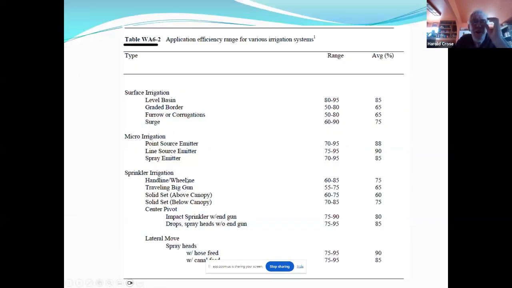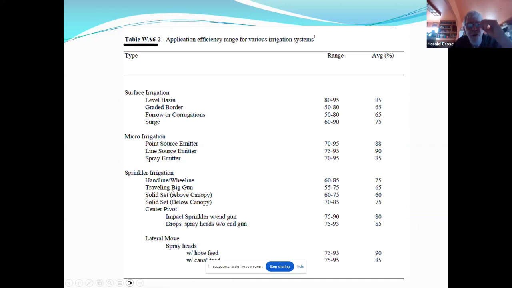So here's the irrigation efficiencies for different types of systems. You can see our surface irrigation systems, a level basin. We don't use any of those. I'd be hard pressed to find one in the state of Washington. But we do use furrows and corrugations, range 50 to 80. You're never going to reach 80. I don't care what you do. I design these systems at 50%, and I never get up to 65 on those. Surge, if you employ surge, I would take that up to 60% or so.